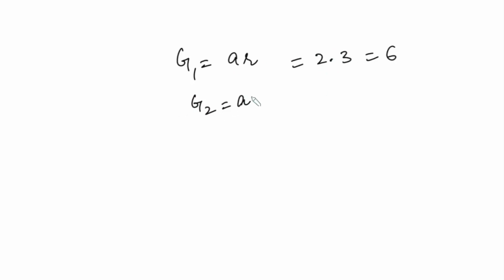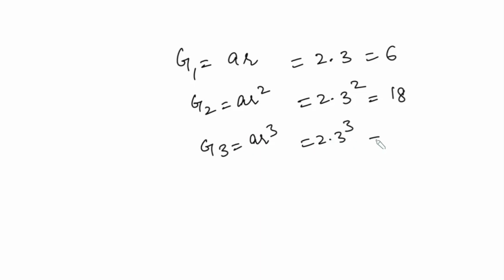G2 is AR squared. So that is 2 times 3 squared. So that is 18. G3 is AR cubed. So that is 2 times 3 cubed. And that's 54. G4 is AR raised to the power 4. That is 2 times 3 to the power 4. And that is equal to 162.